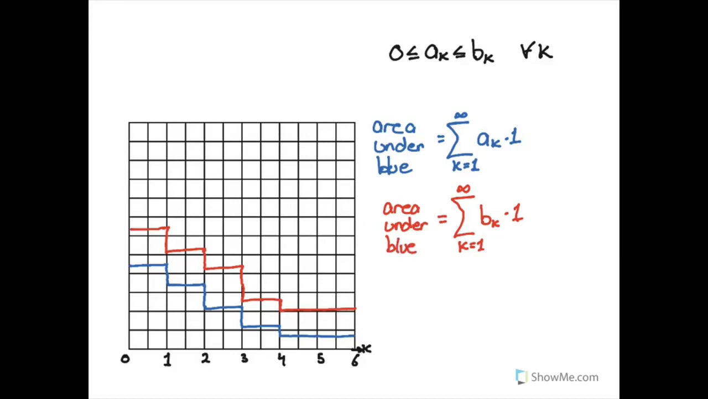Now all the comparison test is telling us is that if the red area is finite, as in the series converges, then the blue area must be finite. So the blue series, or the ak series, must also converge. Again, just like with the integral test, it's important to note that this only works if the series is positive. That's to say ak and bk are both greater than or equal to 0. In the case when they're not, we have weird things like oscillations that may happen, in which case this theorem does not hold.